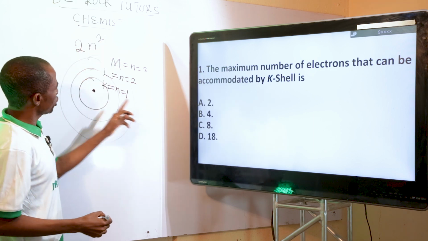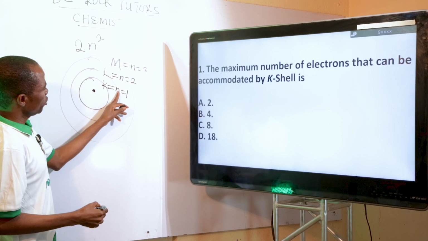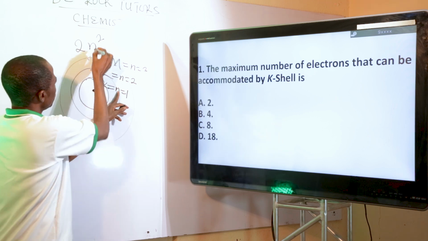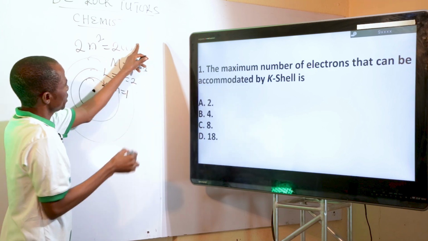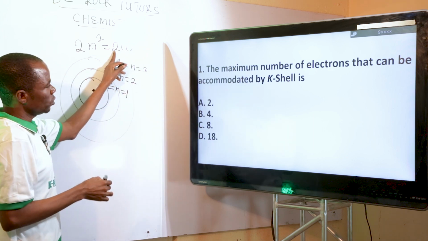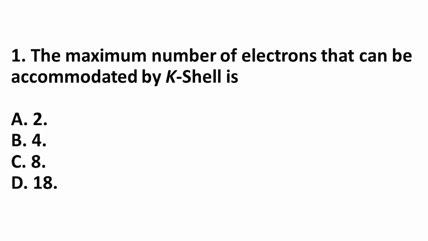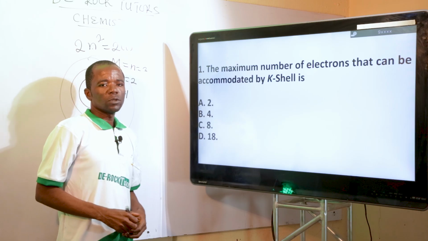Since I'm talking about a K shell, we know that the principal quantum number is 1. So if you substitute here, that becomes 2 times 1 squared. 1 squared is definitely 1. 1 multiplied by 2, that's 2. So the maximum number of electrons that can be accommodated by a K shell is 2. That's option A. Let's go to number 2.